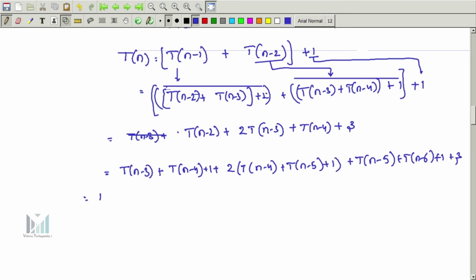which is equivalent to T of n minus 3 plus 3T of n minus 4 plus 3T of n minus 5, okay, plus T of n minus 6 plus 7, because 1 plus 2 is 3, plus 4 is 7.